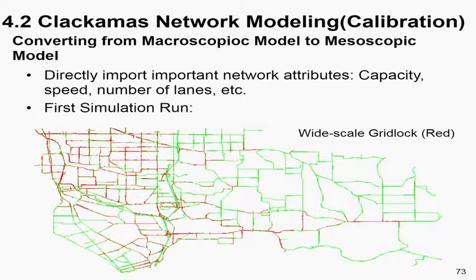After we import the Clackamas network, Clackamas is a small county in the Portland region in the United States. After the first simulation run, everything is gridlock. If you look at the static traffic assignment, they have the VOC, the BPR function. So they do not have a specific capacity constraint.